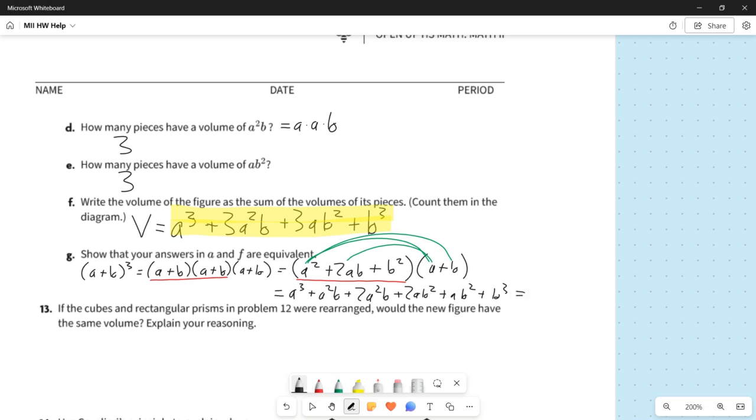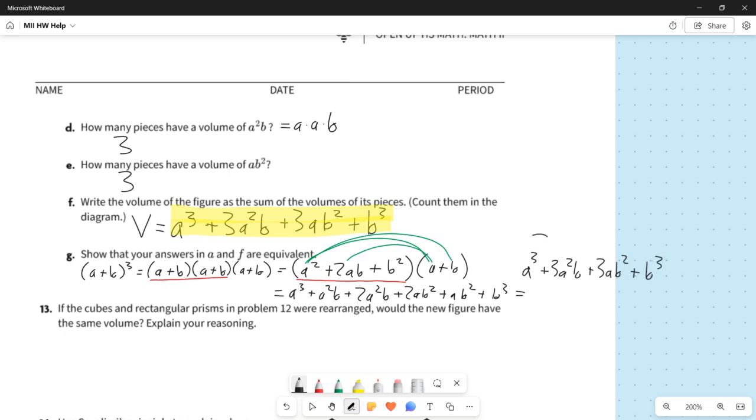Now all I have to do is combine like terms. A cubed, nothing to combine it with. I have A squared B plus 2A squared B. Well, that means I have 3A squared B. I had 1, and then I have 2, so now I have 3. Then I have 2AB squared plus 1AB squared, so that's 3AB squared. And then I still have the same B cubed. There's nothing I can do with that.